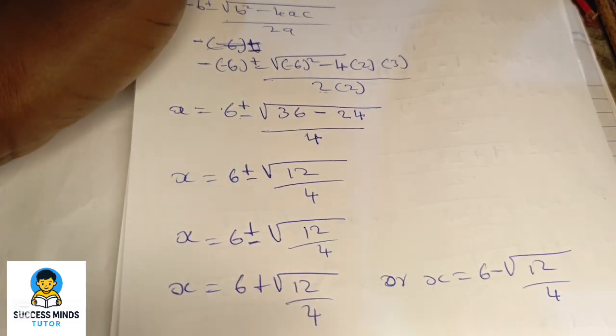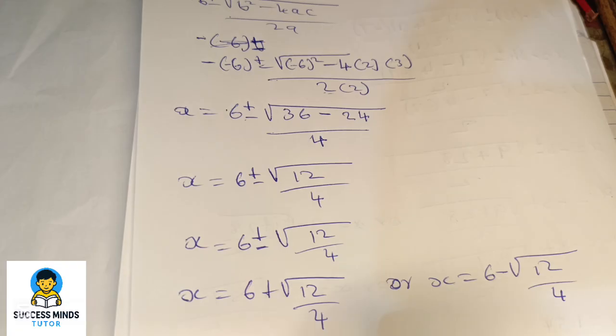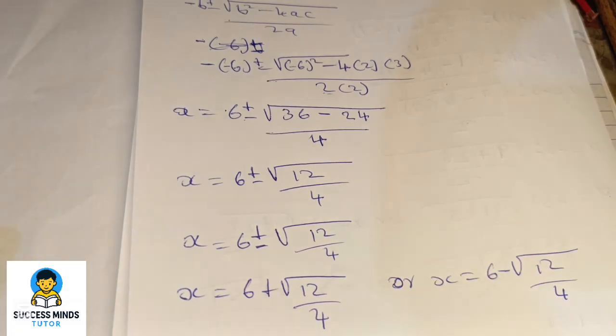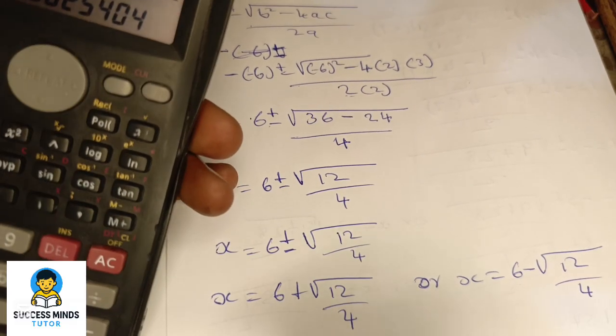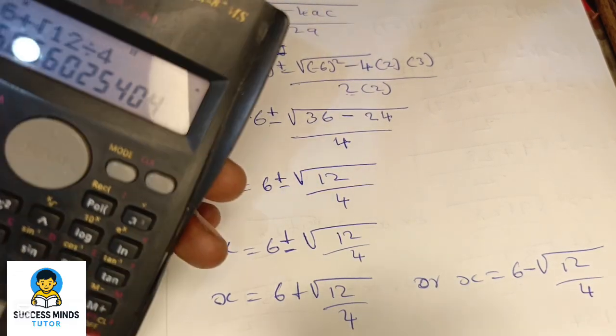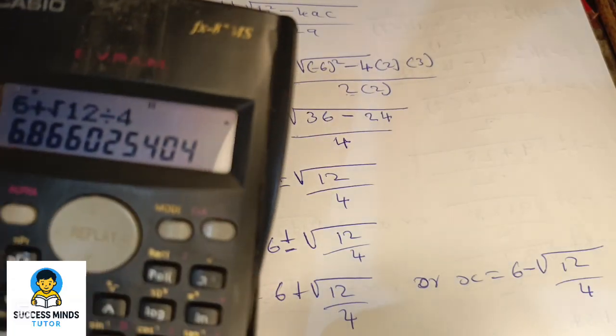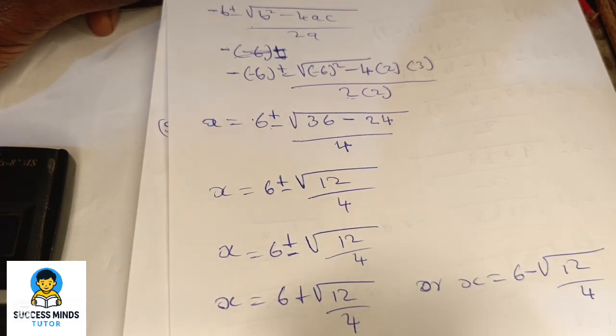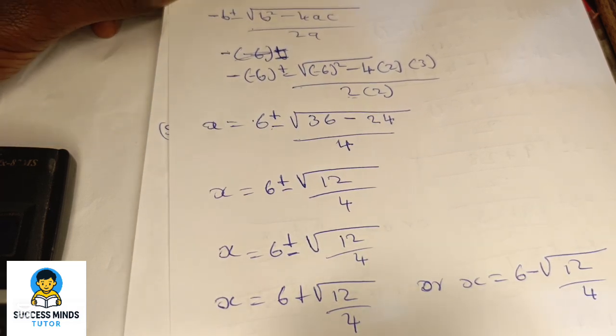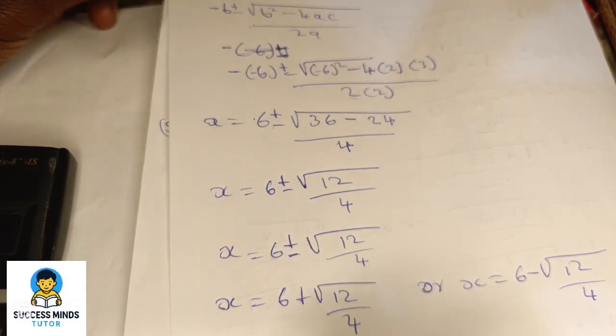So they have said 2 decimal places. So from here we're going to divide. We are going to say 6 plus square root 12 divided by 4. So our answer, x is equals to, we'll get it from the calculator. Make sure that you use the calculator, guys, when finding the figure, so that you don't write the long digits. So you're going to say 6 point, we're going to round it off.